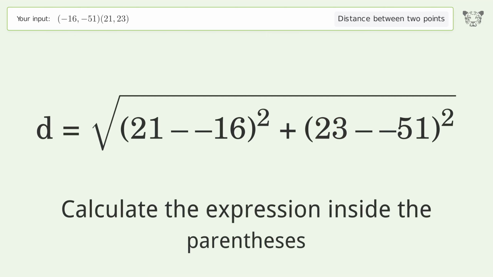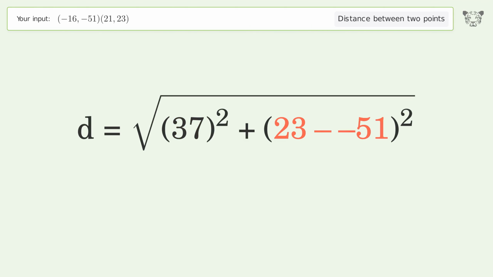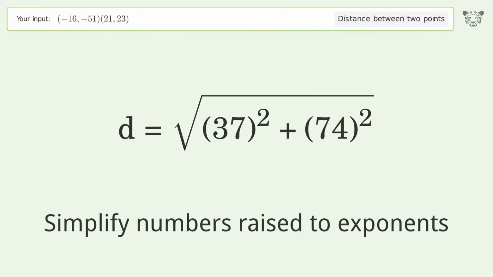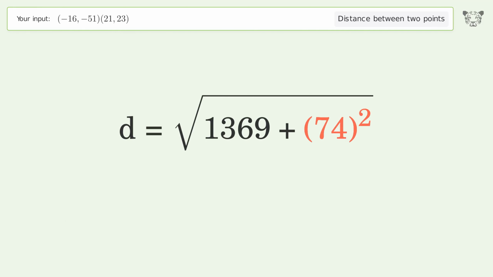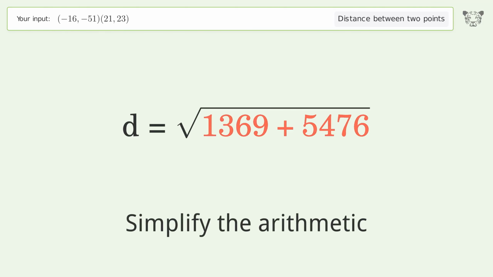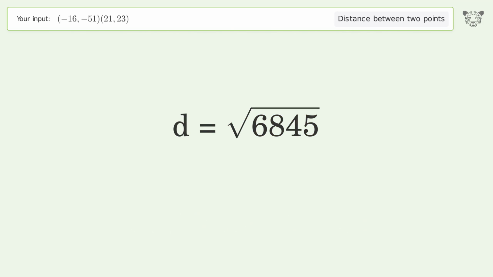Calculate the expression inside the parentheses. Simplify numbers raised to exponents. Simplify the arithmetic. And so the distance between the 2 points is the square root of 6,845 or 82.735.